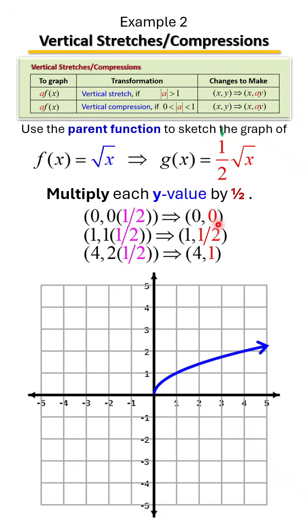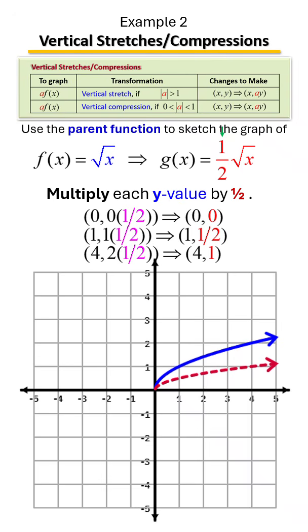0 times 1/2 is 0. 1 times 1/2 is 1/2. 2 times 1/2 is 1. Once we sketch those points, our graph is going to look like so.